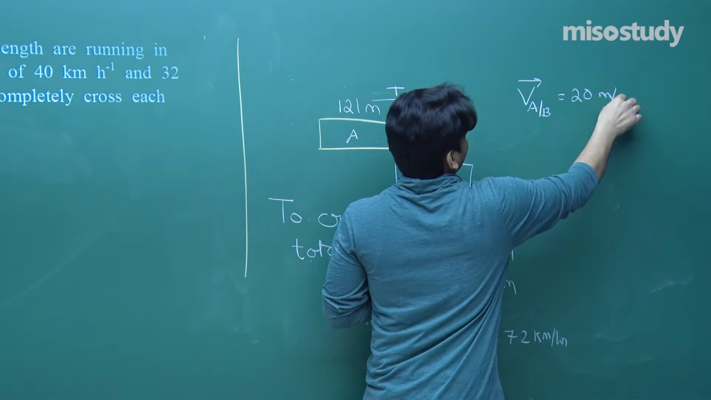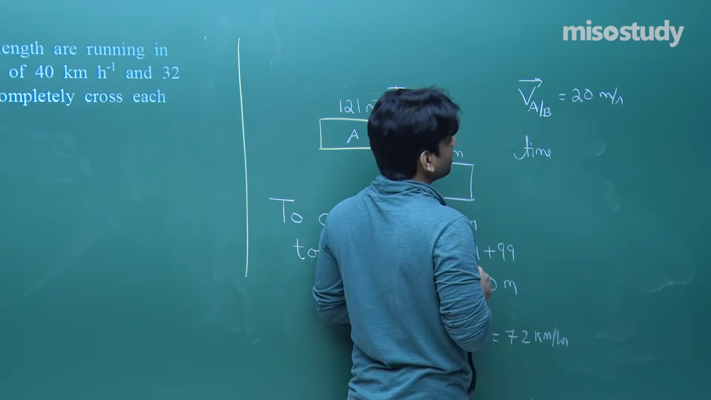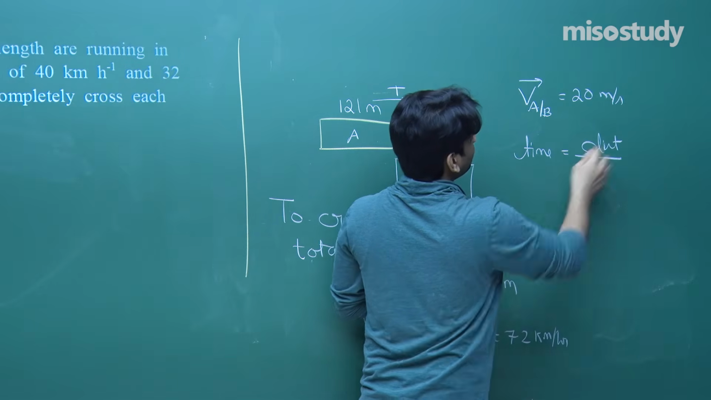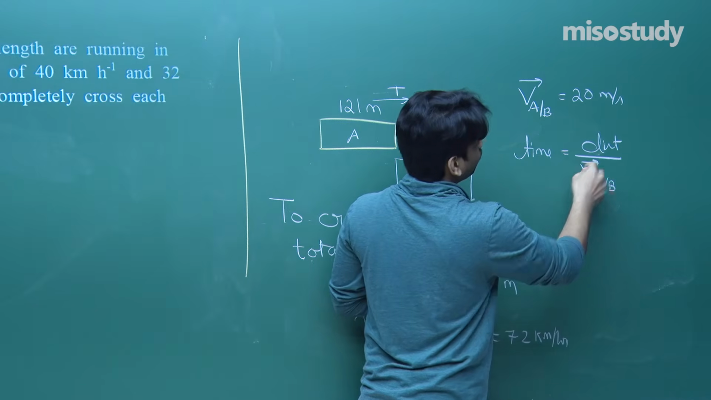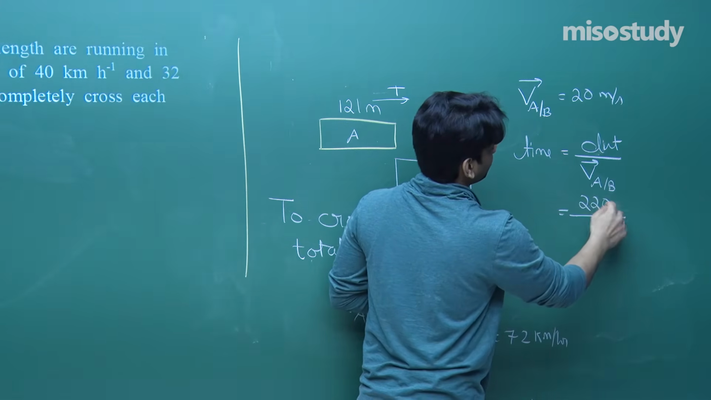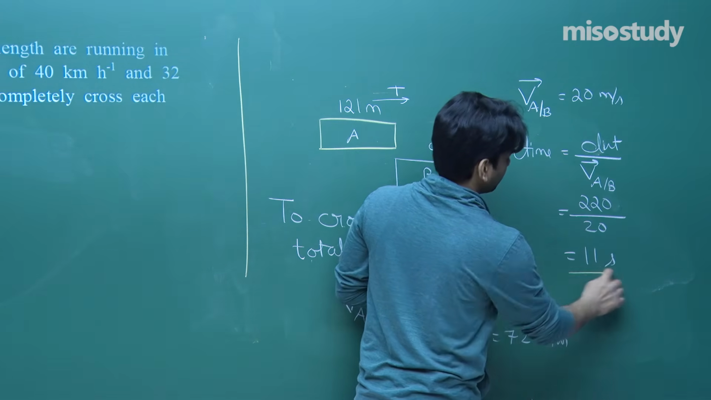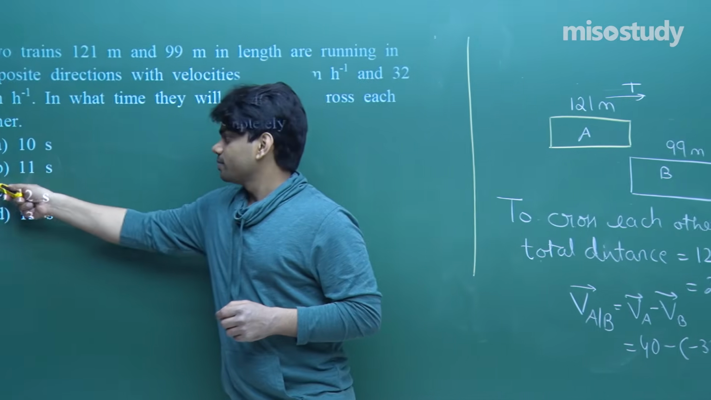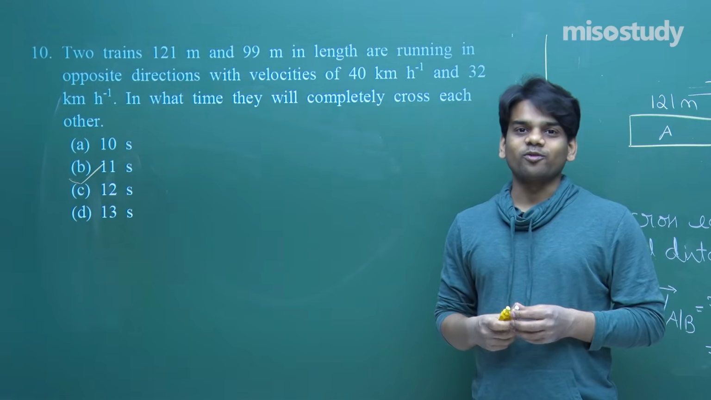Now, time taken will be distance upon speed. So let me say that this is distance upon velocity of A with respect to B. This is what we have to put. So distance is 220 divided by 20. So we are getting 11 seconds as the answer. The right answer will be 11 seconds. So this is how you have to solve such kind of question.